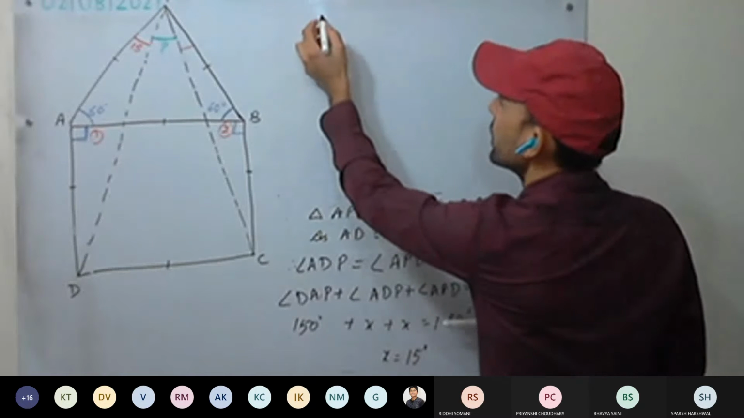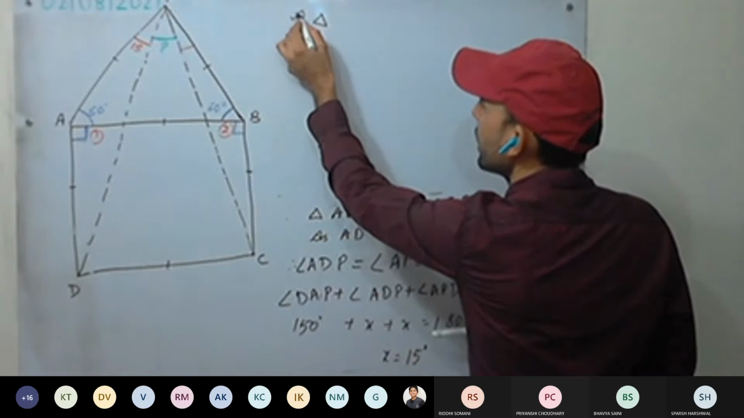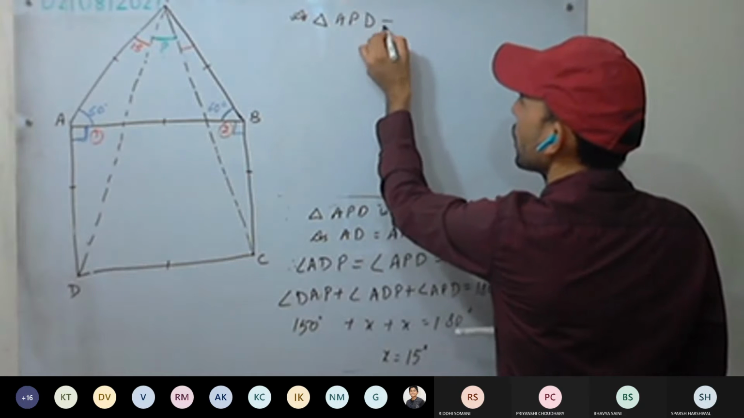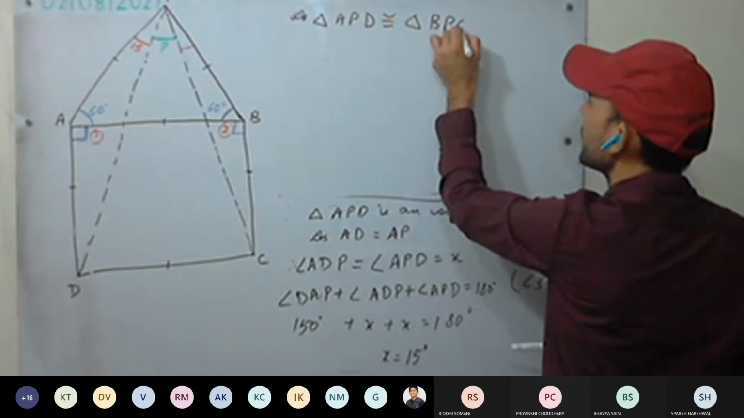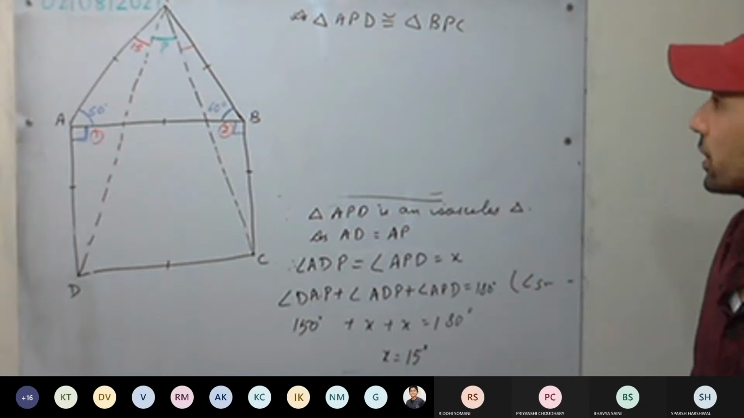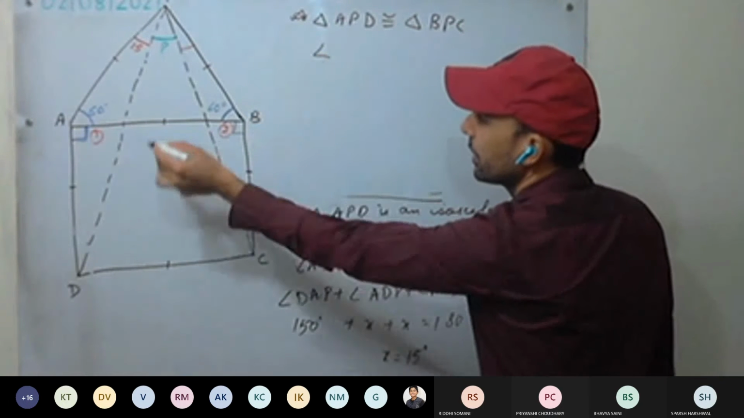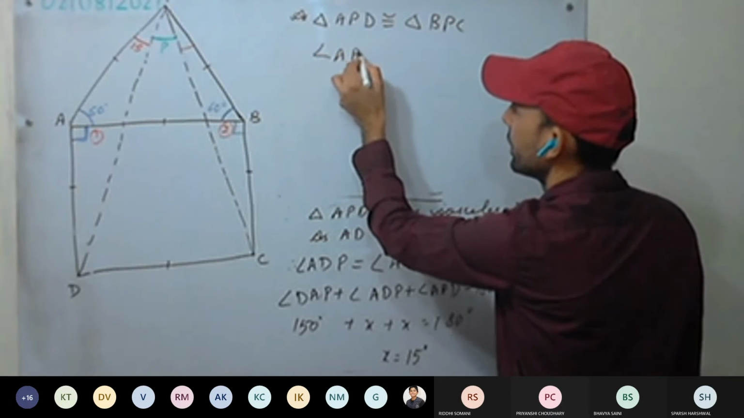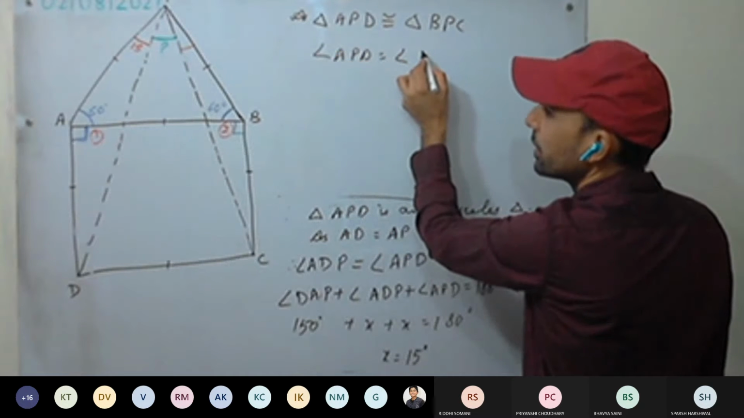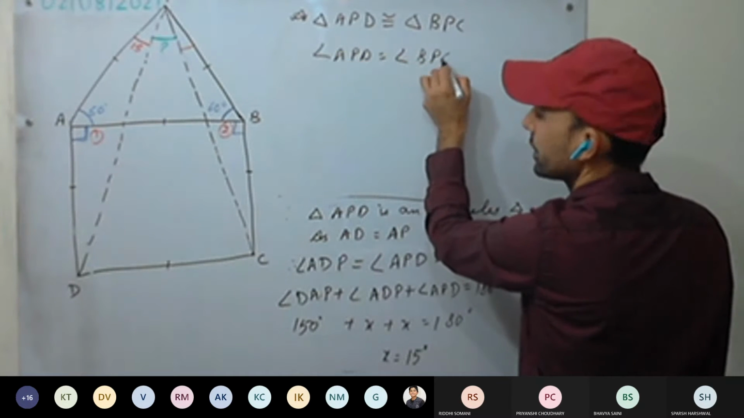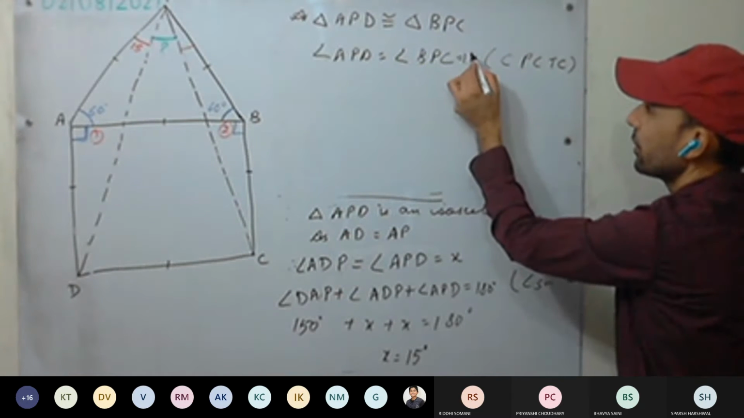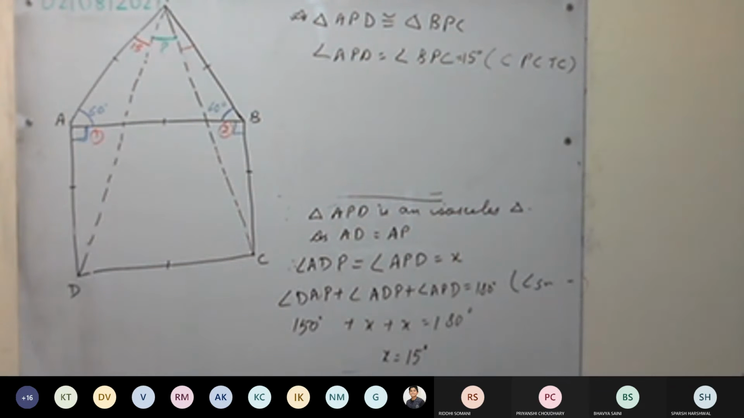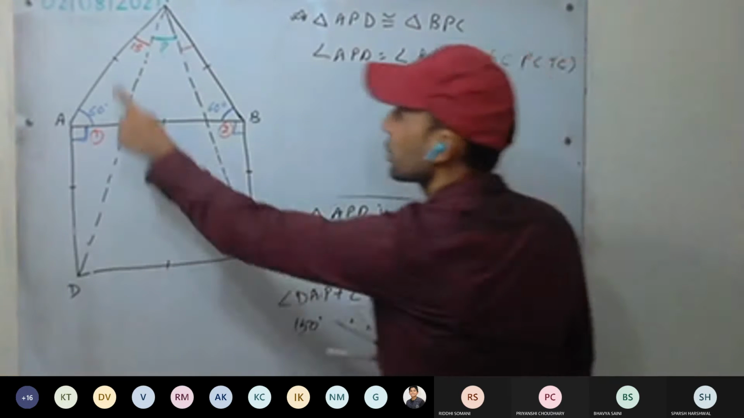As we have already proved, triangle APD is congruent to triangle BPC. These we have already proved. It means angle APD equals angle BPC by CPCTC, and it will be equal to 15 degrees. Understood this one? Have you understood this one? These two triangles are congruent, so these two angles will be equal.